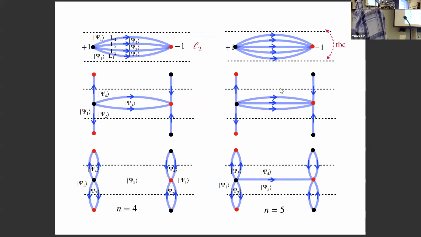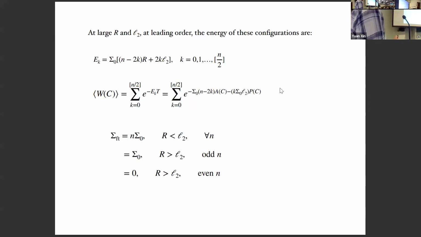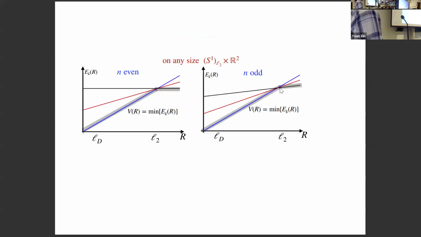Energy of these configurations, you can write them. There's a part proportional to the separation between them, and there's a part which is proportional to the length of the compactified direction. This is the energy of some configuration there. But the main point is you can write the expectation value of the Wilson loop in this form, an area law term, perimeter law term. If R is less than L2, you have a tension which is large. For odd n and R greater than L2, you have a tension which is sigma naught. And if n is even, it is 0. Okay, so this is the plot, and this is the effect that we observe. So string tension diminishes here, and it has some non-zero value there.